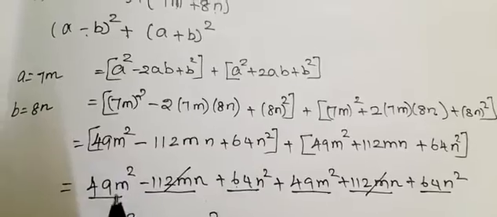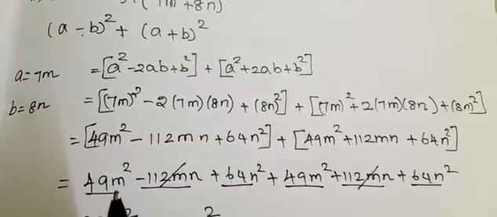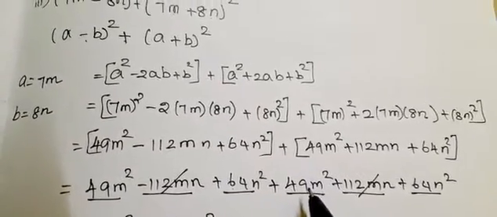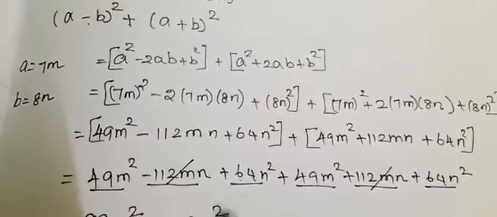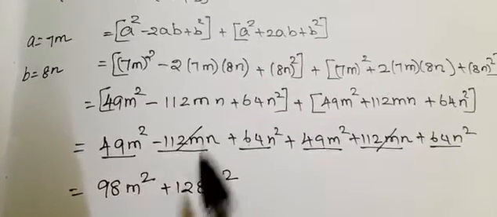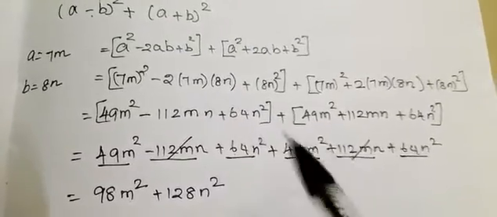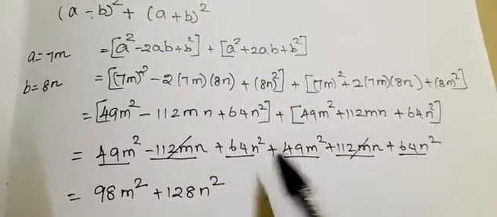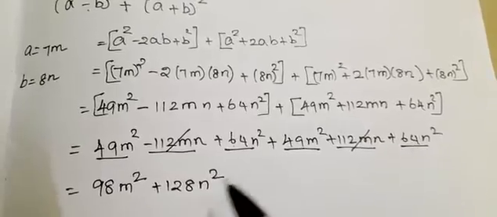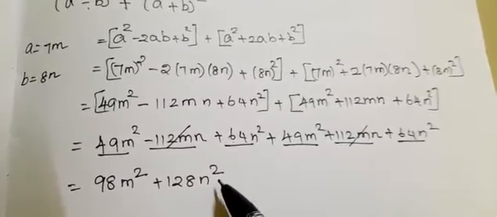Then let us simplify again. 49m² and again 49m² are like terms. If we add, we get 98m². Then minus 112mn plus 112mn will become 0. Then 64n² plus 64n² is 128n².